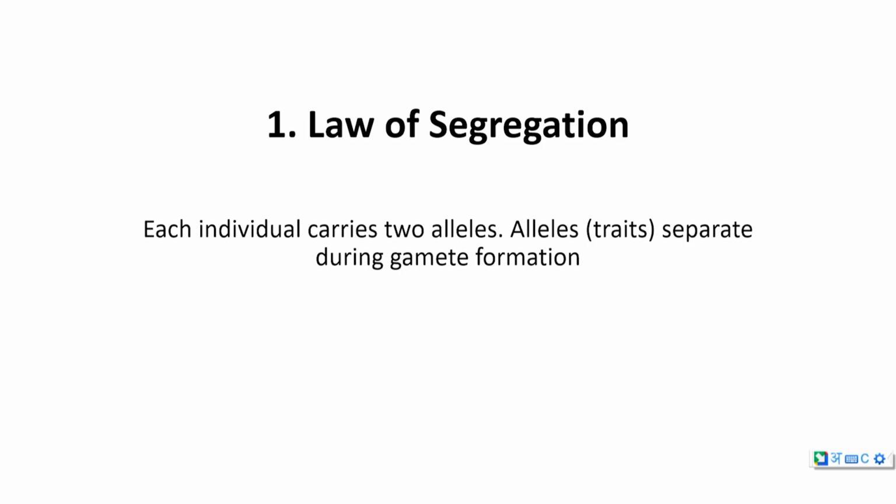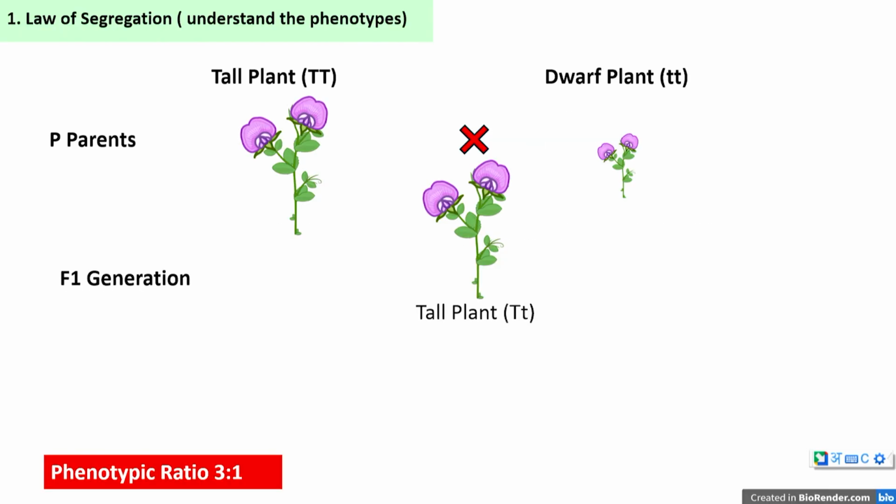That is what we learned from this law. So, the law of segregation says that when you have a tall parent with genotype capital T, and you cross this tall plant with a dwarf plant with genotype small t, in the first generation you will get the tall plant. So, a tall plant crossed with a dwarf plant gives the tall plant in the first generation.